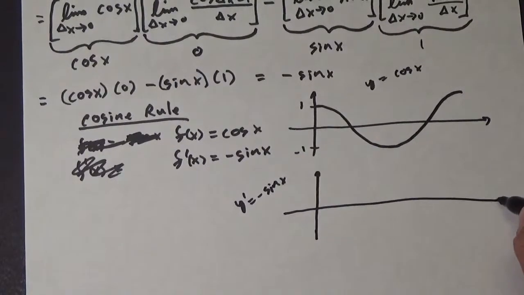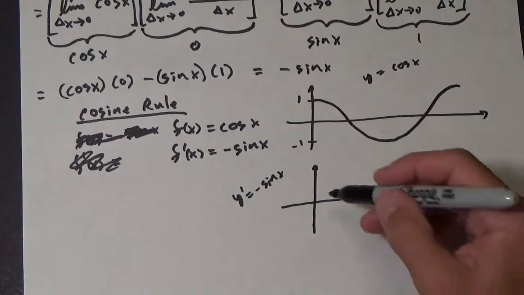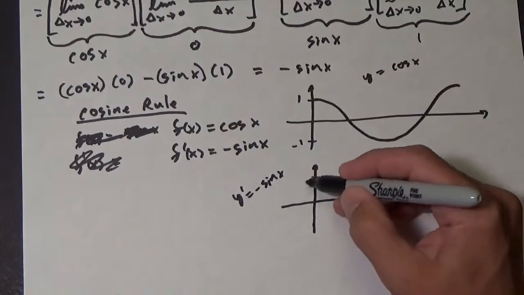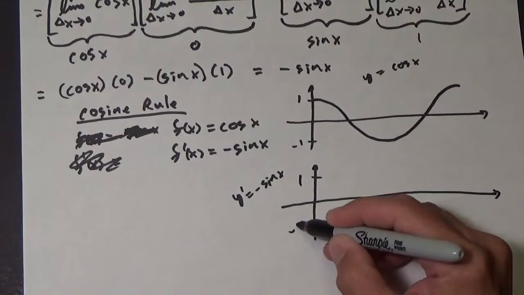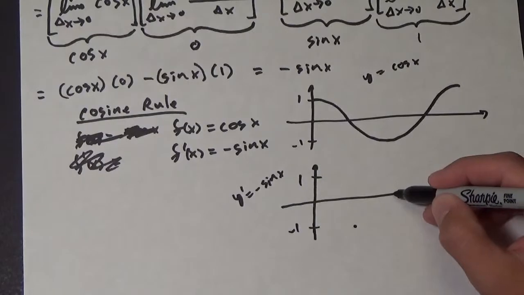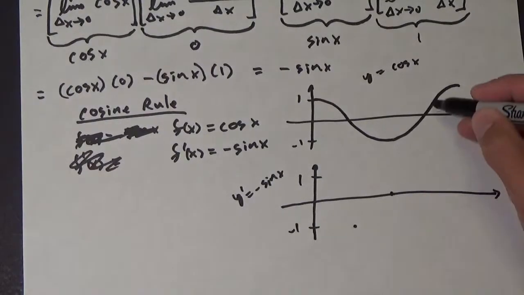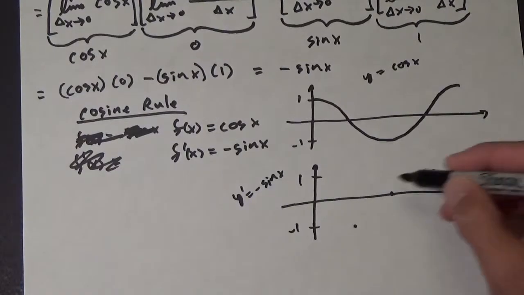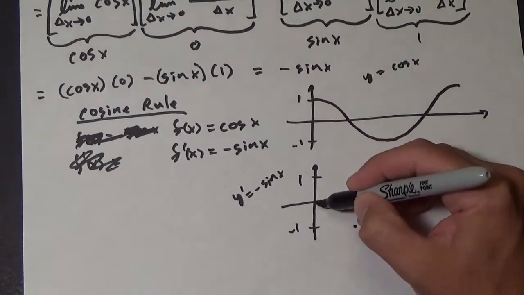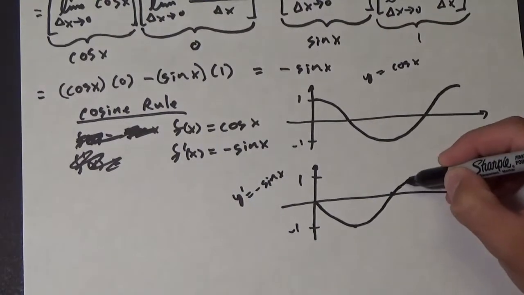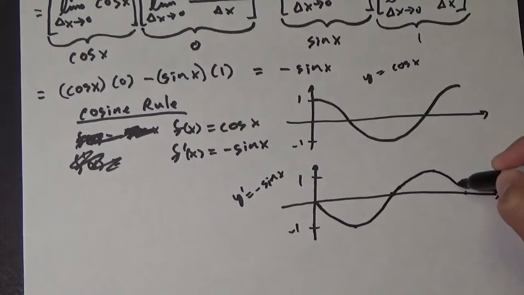Okay, now remember, negative sine of x is the sine function, however it's going upside down. So let me see here if I can. So that's 1, that's negative 1. So it'll look something like this. There we go, negative sine of x.